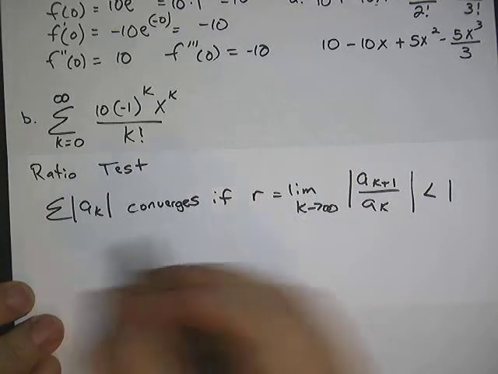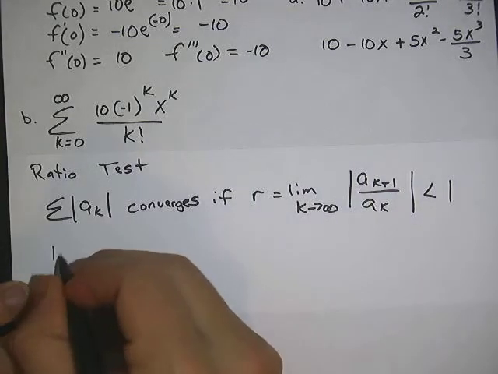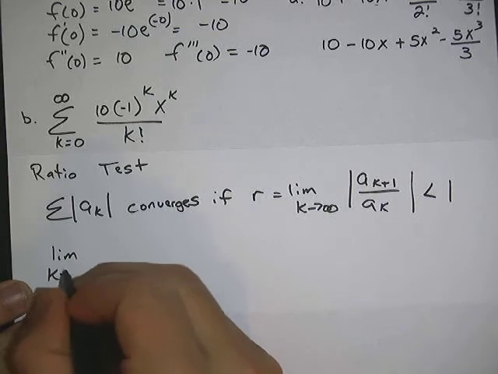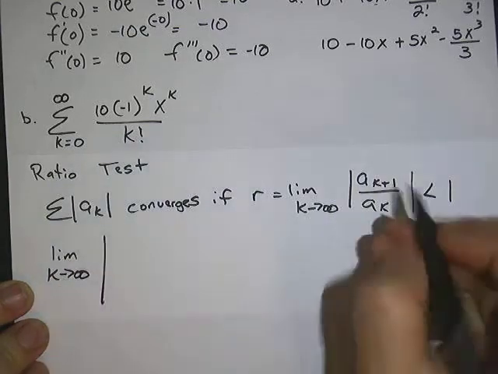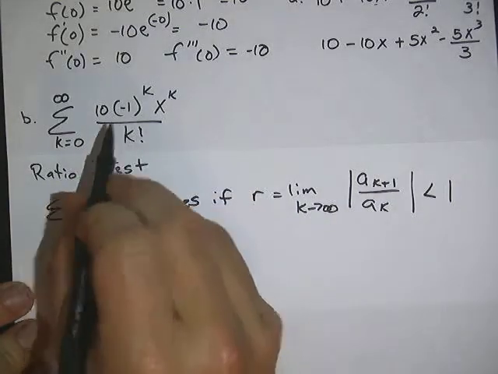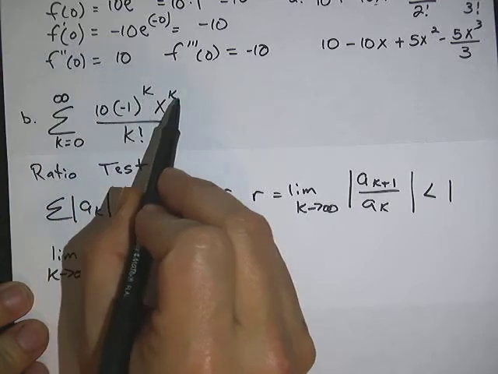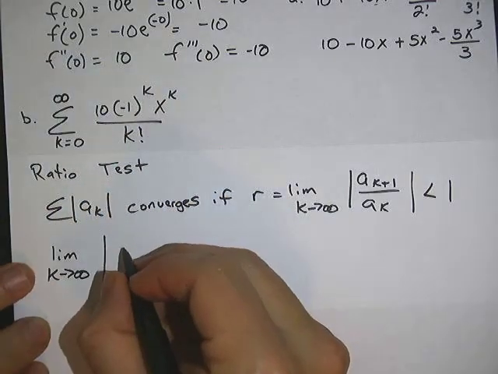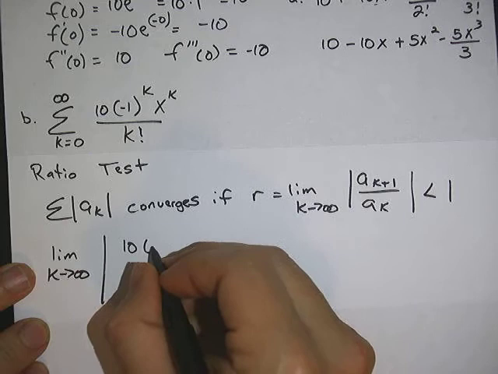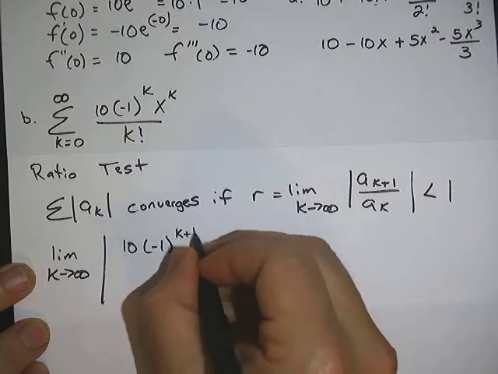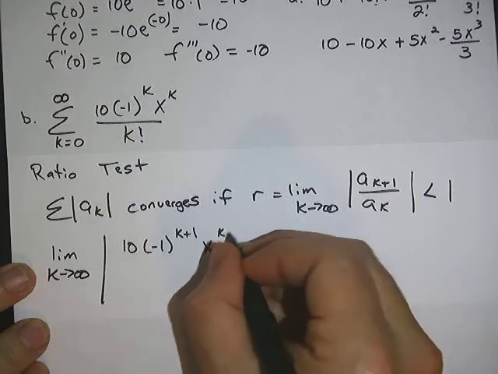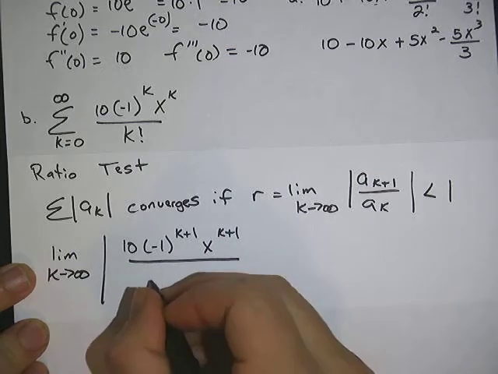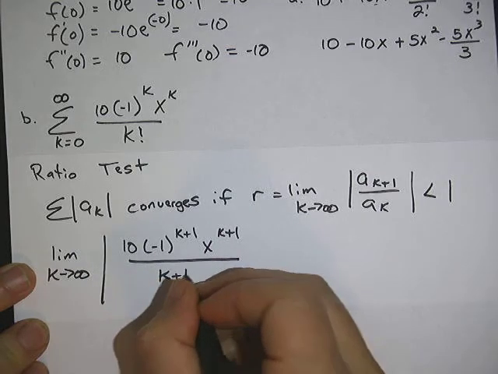So, the limit as k approaches infinity of, let's write the top part, which would be everywhere you see a k, you put a k plus 1 instead. So it's going to be 10 times -1 to the k plus 1 times x to the k plus 1 divided by k plus 1 factorial.